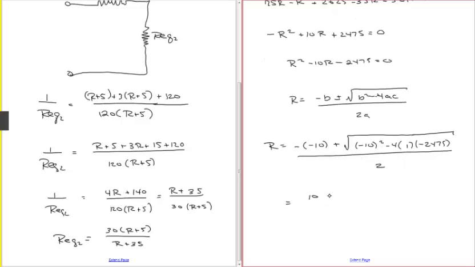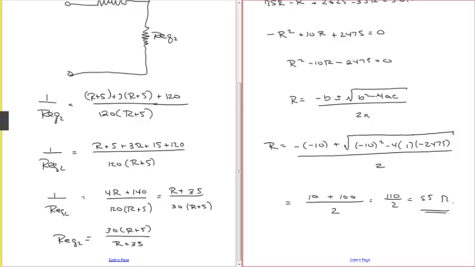Okay, so we'll have 10 plus, so what do we get? Negative 10 squared is 100. And we have a negative times a negative, so we'll have plus 4 times 2475. And we take that to the 0.5 power and we get 100, divided by 2. So that's 110 divided by 2, which is 55. So we get 55 ohms.